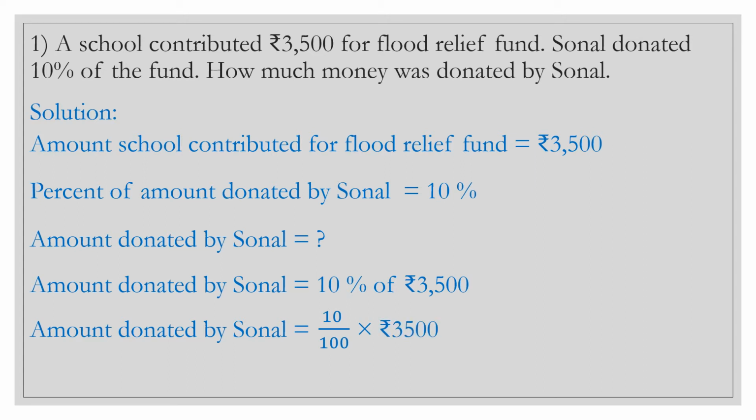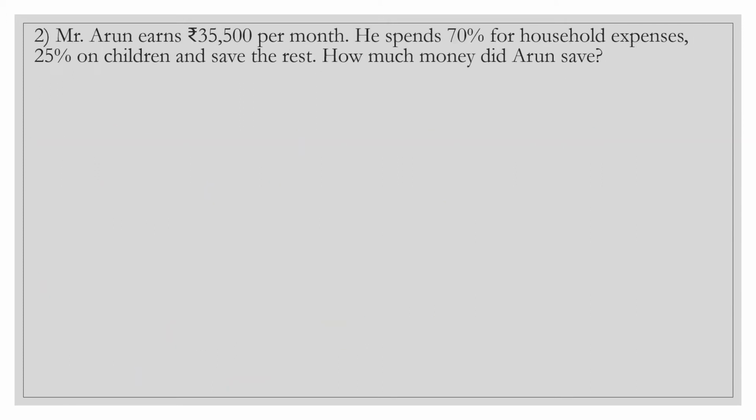Now simplify. Cut 20 by 20. Now we have rupees 35 multiplied by 10. Do the multiplication. We get rupees 350. So Sonal donated rupees 350. Let us solve one more question.